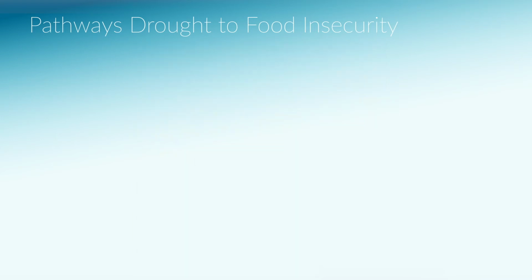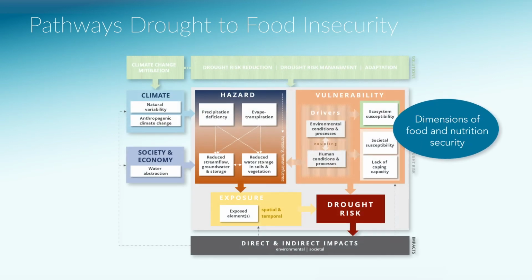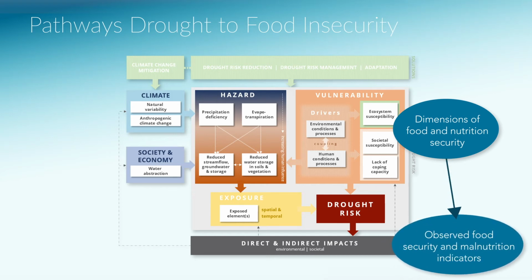Let's have a look again at the GlobeDrought framework for drought risk. You can see that food and nutrition security dimensions are embedded into the vulnerability box. The direct and indirect impacts are observed through food security and malnutrition indicators. The stability dimension can be related to the hazard box.